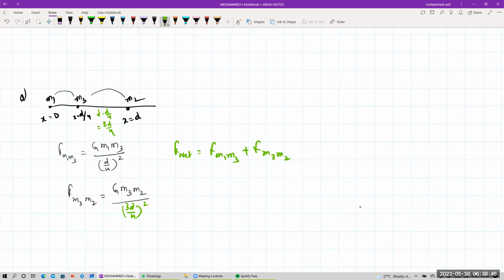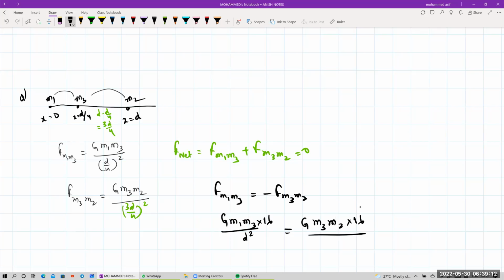This total is equal to 0, he says. If the total is 0, I can equate them. Force of m1, m3 will be equal to minus the force of m3, m2. So it is G m1 m3 divided by D square by 16, which equals G m3 m2 divided by 9 D square by 16. Capital G will get cancelled, m3 will get cancelled, 16 will get cancelled, D square will get cancelled.